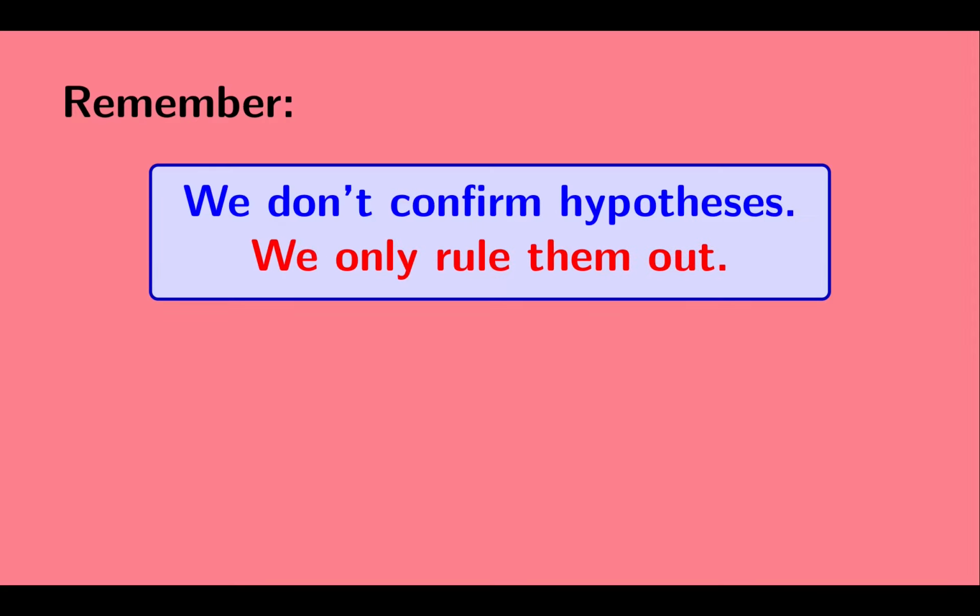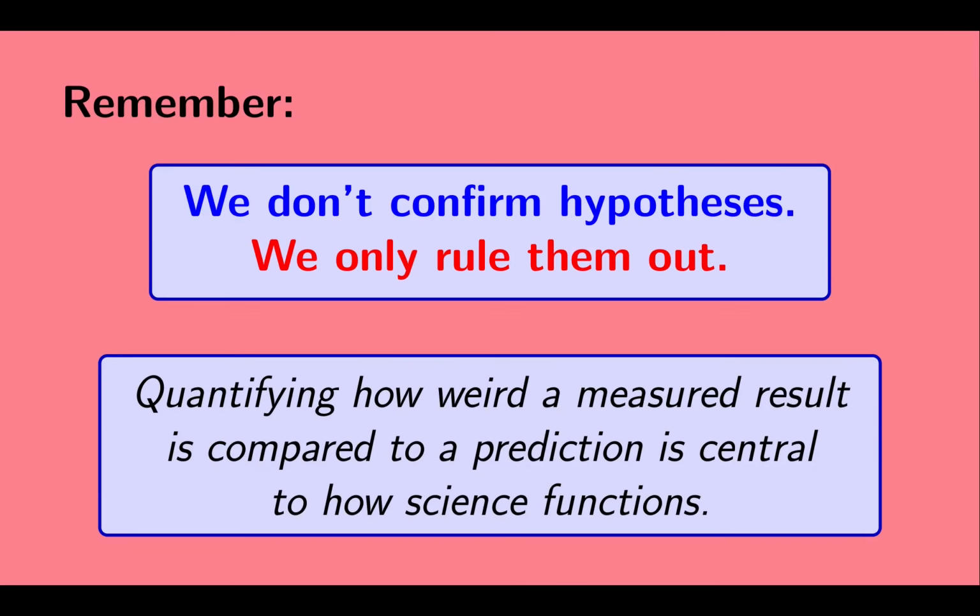Let's remember, we don't confirm hypotheses, we only rule them out. Quantifying how weird a measured result is compared to a prediction is how we decide what hypotheses to rule out and is therefore central to how science functions.